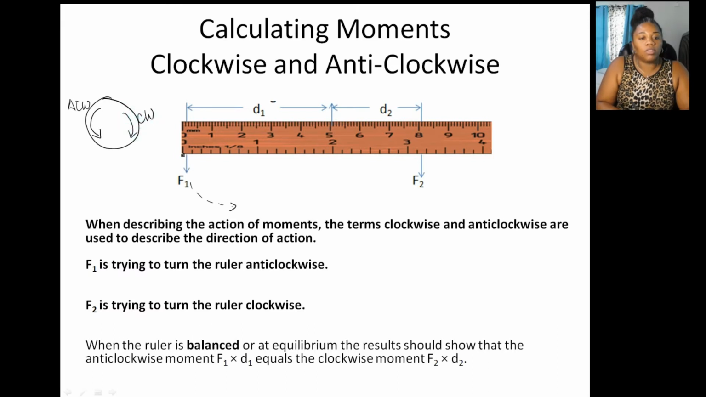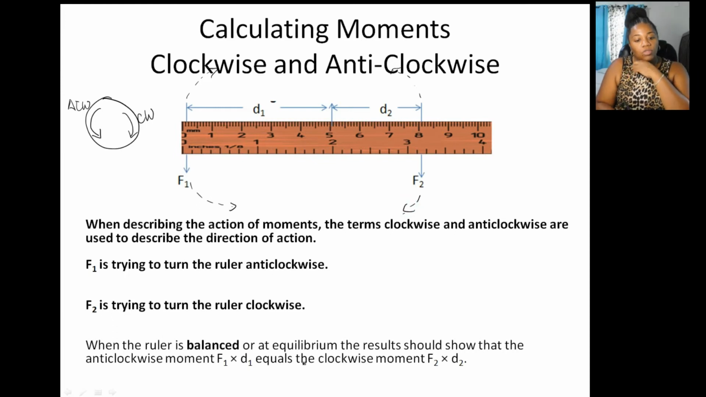Just know, when the forces are going down on the left hand side of the pivot, they're going to go anti-clockwise. When they're going down on the right hand side of the pivot, they're going to go clockwise. And it's opposite for when they're going up: on the right side of the pivot, they're going to go anti-clockwise, and on the left side, they're going to go clockwise. Okay?